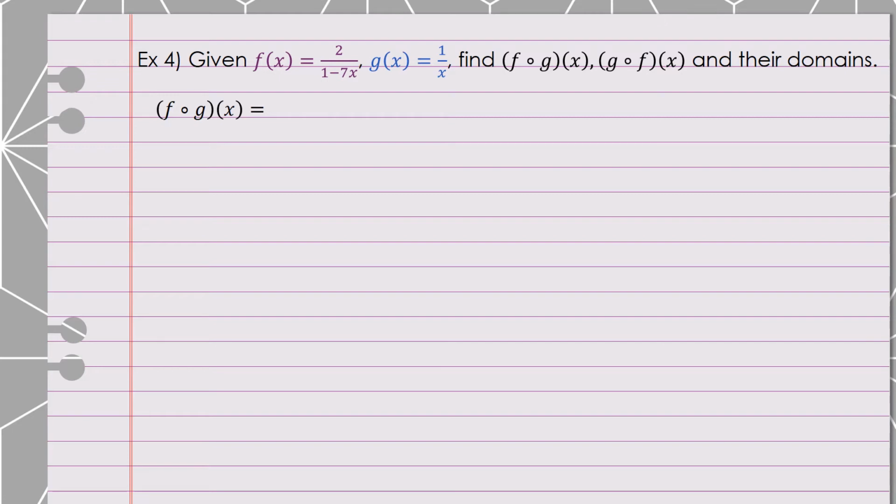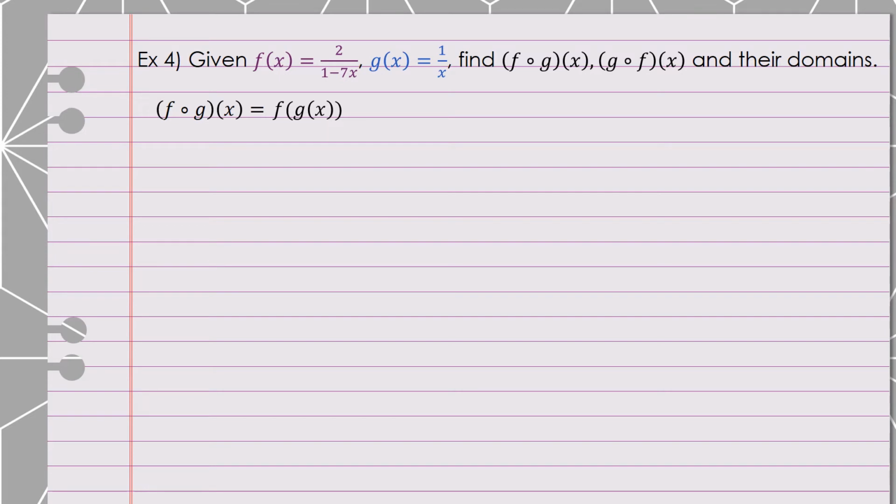Example 4. Given f of x equals 2 all over 1 minus 7x, g of x equals 1 over x. Find f composed of g, g composed of f, and their domains. So, the first part we will look for is f composed of g, which remember means we need to take the time to rewrite this. And when we do so, we have f composed of g of x.